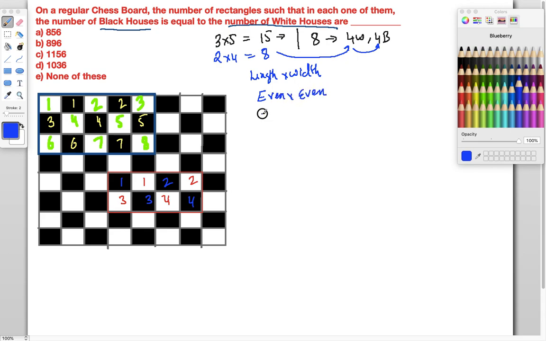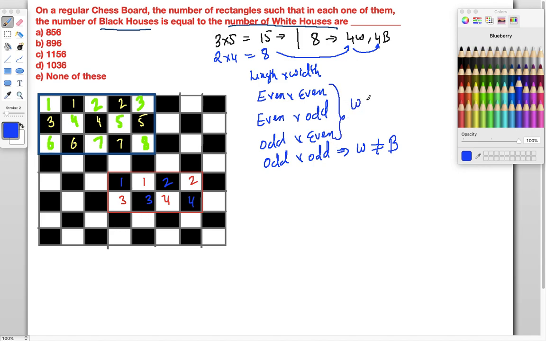or length even and width odd, or length odd and width even, or both of them odd. Out of these 4 cases, only when it is odd into odd will the total number of houses be odd, where the number of white houses is never equal to black houses. In the remaining 3 cases, the number of white houses is always equal to the number of black houses.